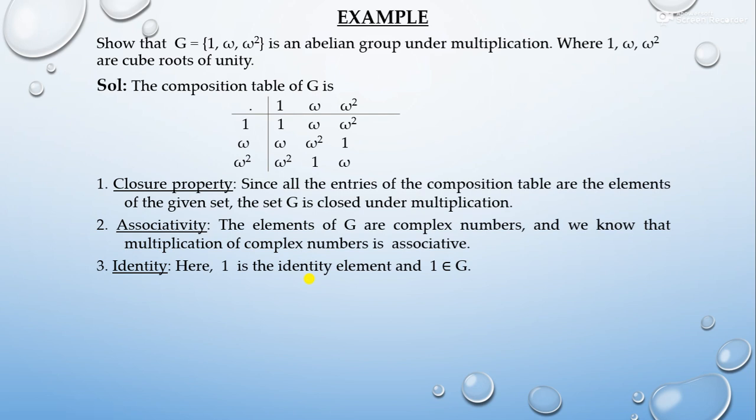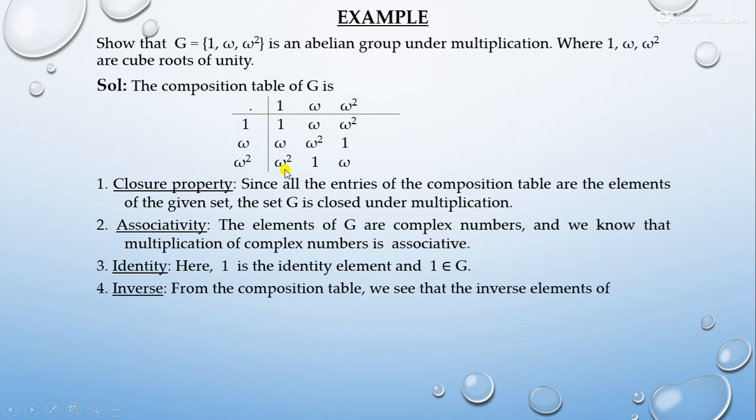Next one is inverse. So in the composite table you can see what the inverse of each element is. What is the inverse of 1, omega and omega square? You can check it when you multiply these numbers and get the identity. Then that is the inverse of that number.